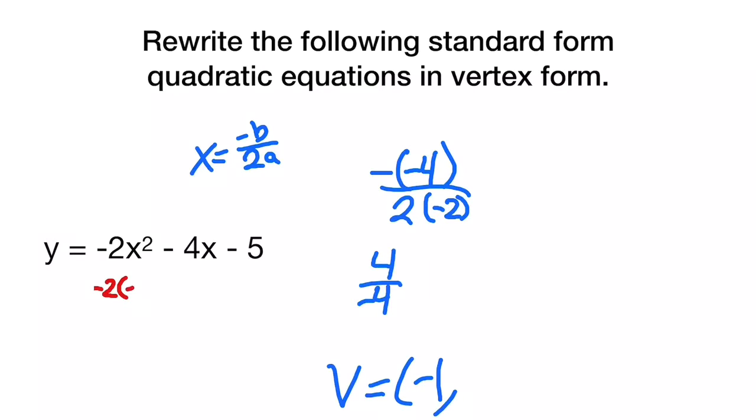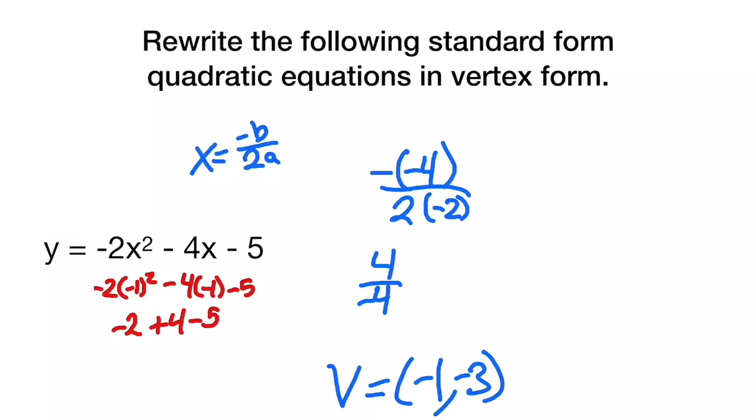Now to find y, what I have to do is plug that in. So -2 times negative 1 squared minus 4 times negative 1 minus 5. Now negative 1 squared is just 1, so negative 2 times 1 is just negative 2. This becomes plus 4 minus 5, which means my y value is negative 3.